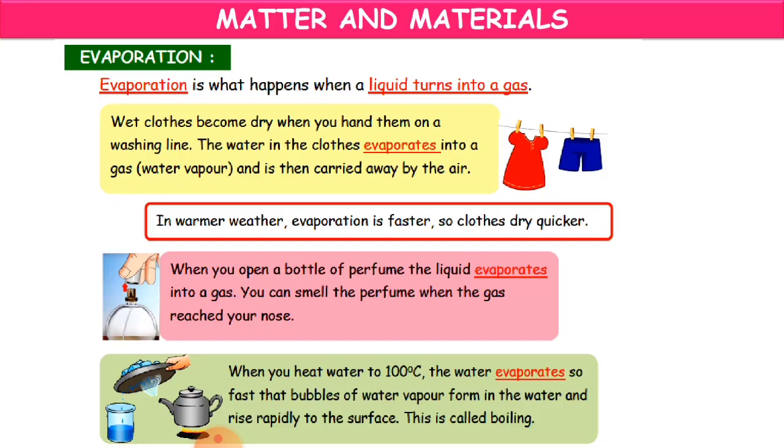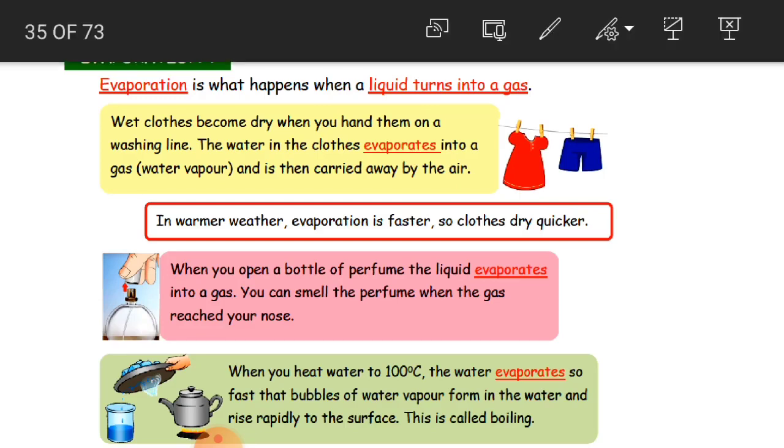This is evaporation, where a liquid turns into a gas, especially in dry weather like summers. What happens? Wet clothes become dry when you hang them on a washing line. The water in the clothes evaporates into a gas, that is water vapor, and is then carried away by the air.